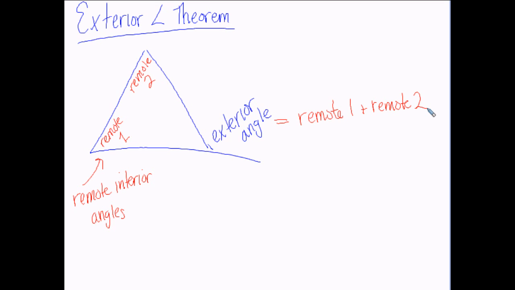So I can't give you something like this and tell you that this is, say, 45, find this. You don't have enough information. I have to tell you one more angle in here for you to be able to find that exterior angle. So if I tell you that this one is 30, you add those together? Yeah, x would be 45 plus 30.